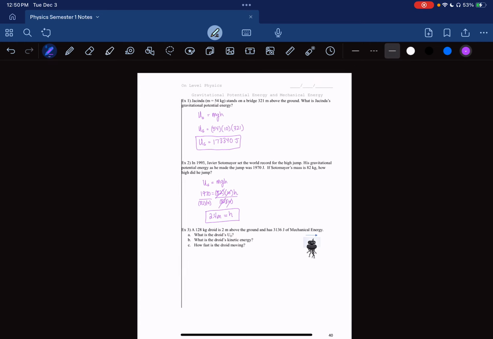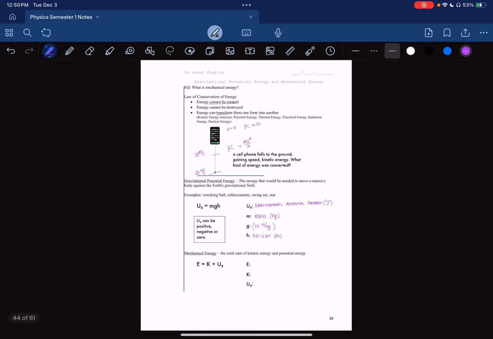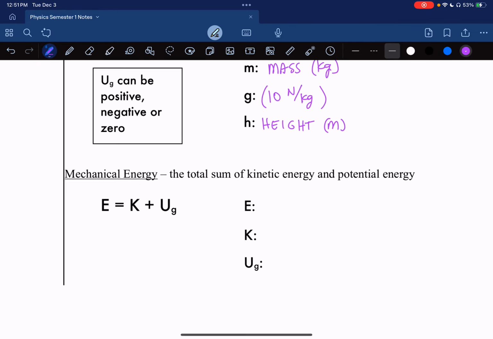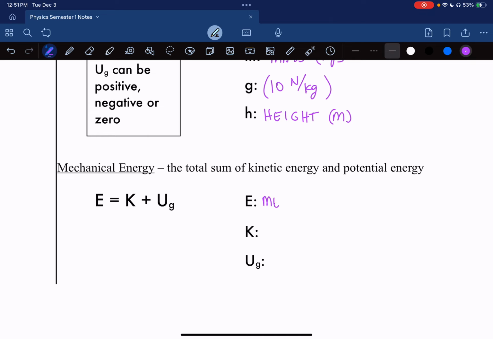Okay, I've got 5 minutes to show you this last one here. This is called mechanical energy. So if an object has, sorry, let me write this down. If an object has kinetic energy and gravitational potential energy, we could just add those two numbers up together to get the mechanical energy. So mechanical energy is simply the sum of kinetic and potential. And if one of those is zero, I mean, you still have mechanical energy.